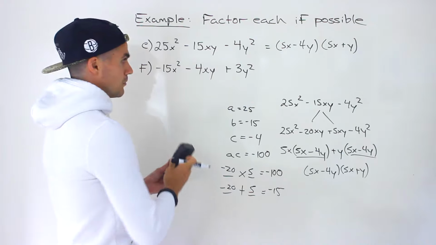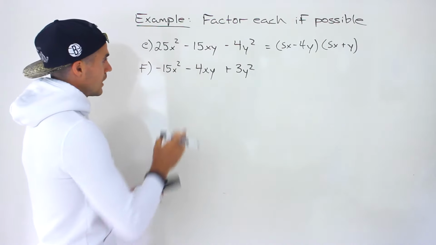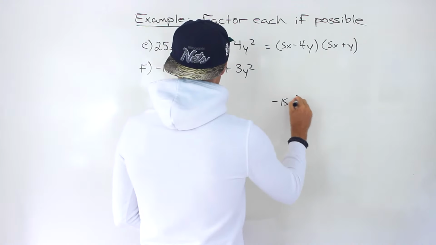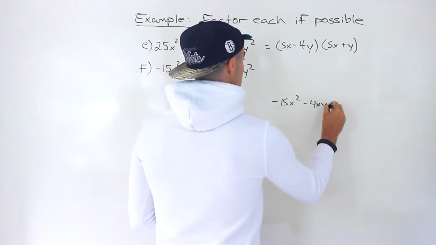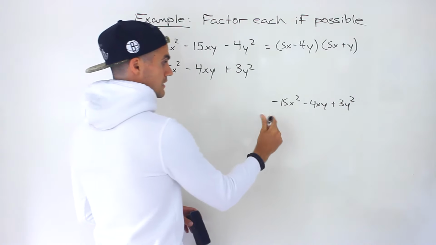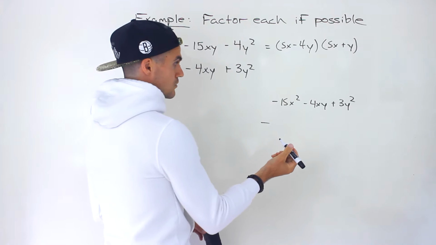And then finally, part F. This is another one of those cases where we got a negative in front. So we got a negative 15x squared minus 4xy plus 3y squared, like that. So notice there's a negative here. We're definitely going to take out a negative, but then there's nothing else that we can take out.